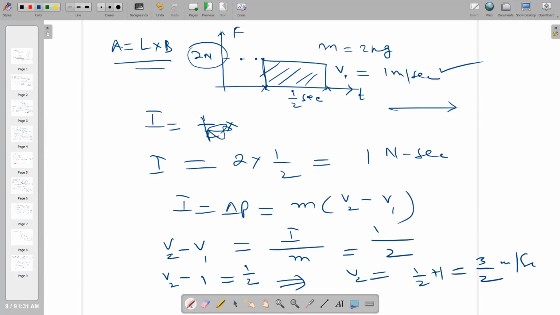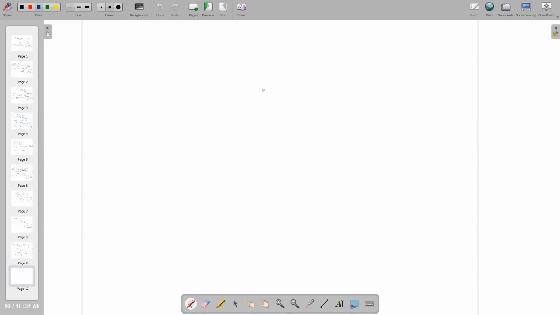Similarly, if this graph is not up but in the downward position, you will just multiply by the negative sign and then solve it. It is the same thing. Okay. After this, last time I discussed with you momentum and change in momentum. So delta P is equal to change in momentum.